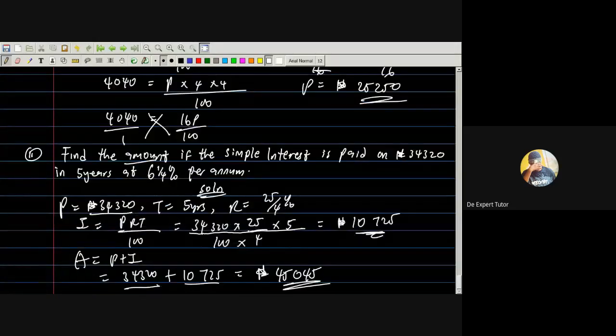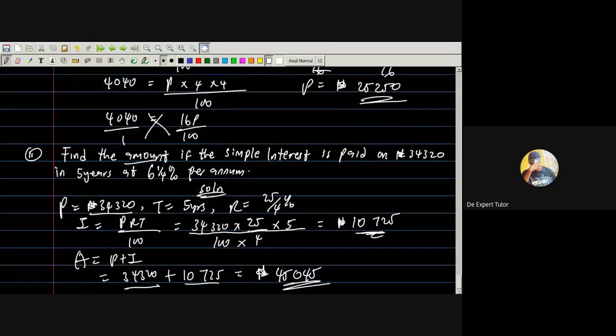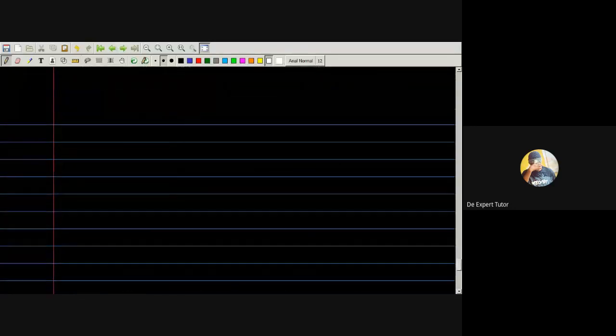And this is the end of simple interest. And lastly, I've talked about compound interest, so I'll just solve one question on compound interest and we call it a day. In compound interest, I will only be solving with the formula, and that's all.